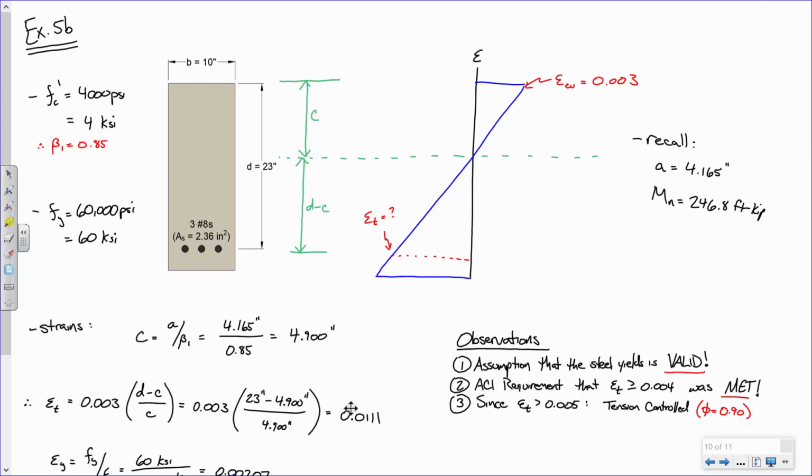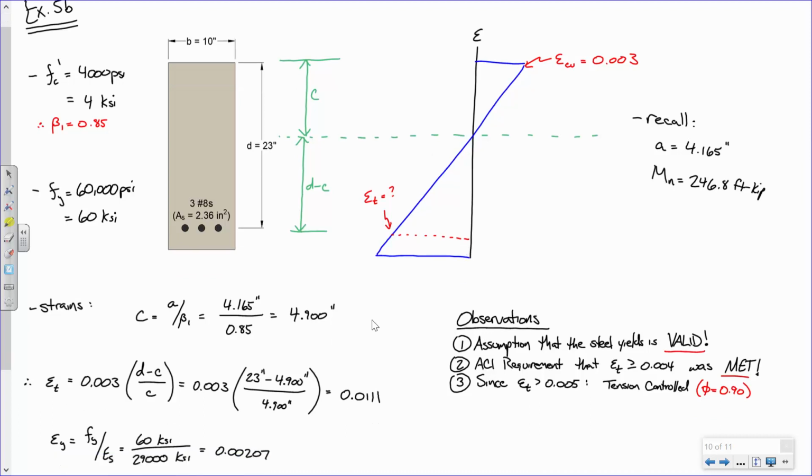So over here on the bottom, I'm calculating some strains. I'm taking a over beta 1 to calculate c, because a equals beta 1 times c. If you recall, this is from our last example. Our a value was 4.165 inches. I also went ahead and threw in the nominal moment capacity, which is what we did in example 5A. We ended up getting 246.8 foot kips there. So c comes out to be 4.9 inches.